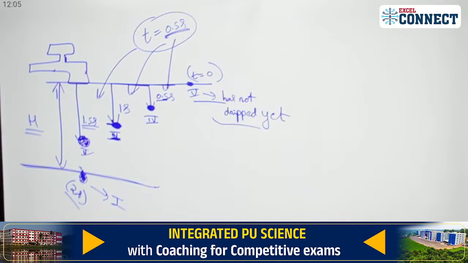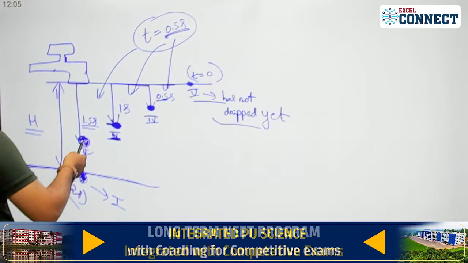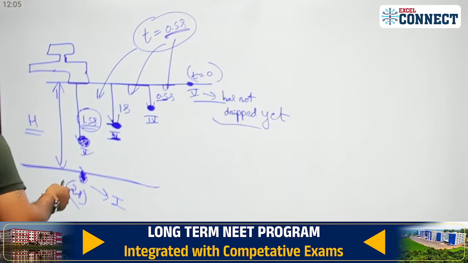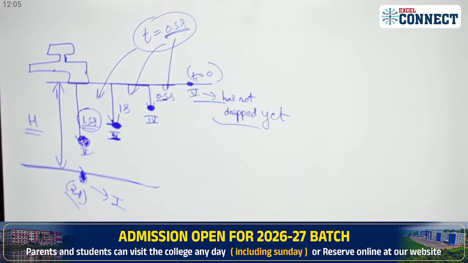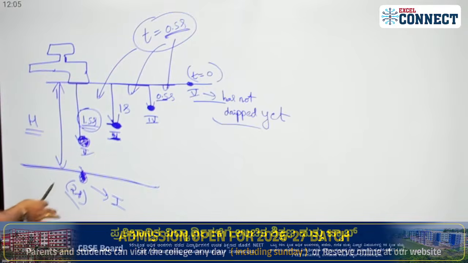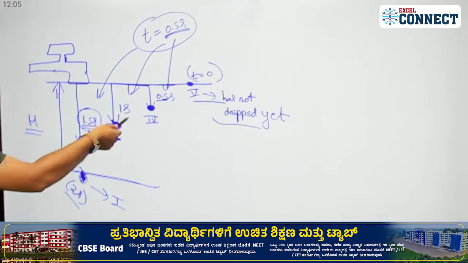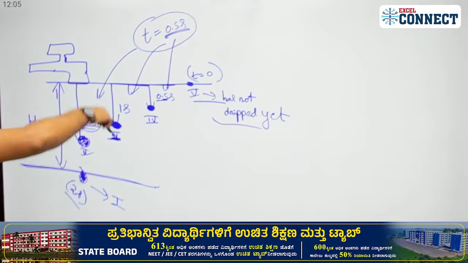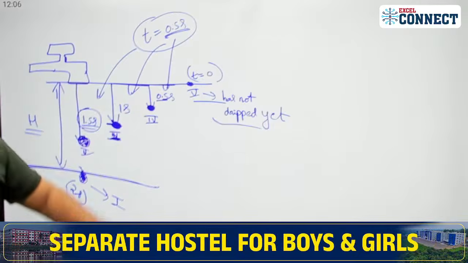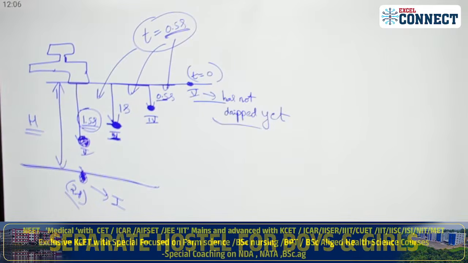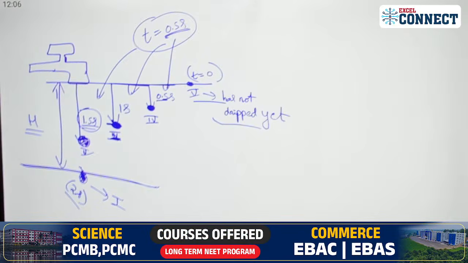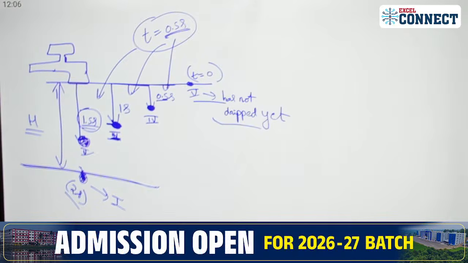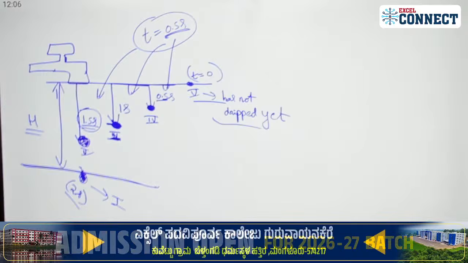If first drop takes 2 seconds, second drop will take 1.5 second. Why does it take 1.5 second? Because second drop takes 0.5 second less compared to 2 seconds. Then again, third drop will come after 0.5. Total time of travel is 1 second. Fifth drop takes 0.5 second. Hope this is clear.